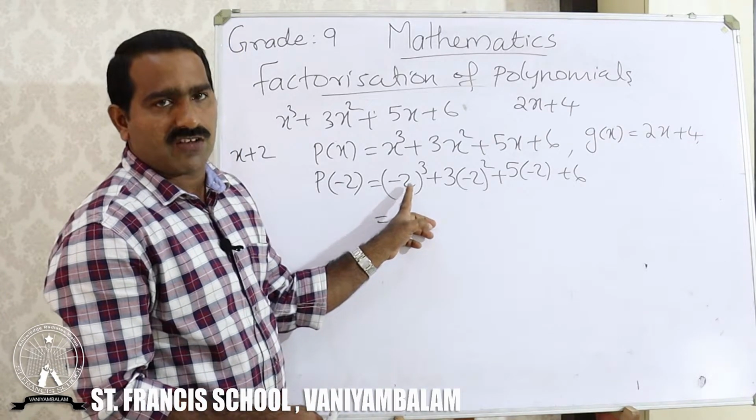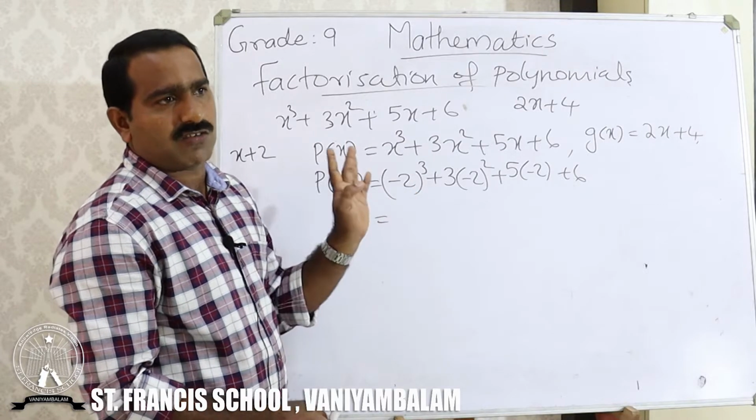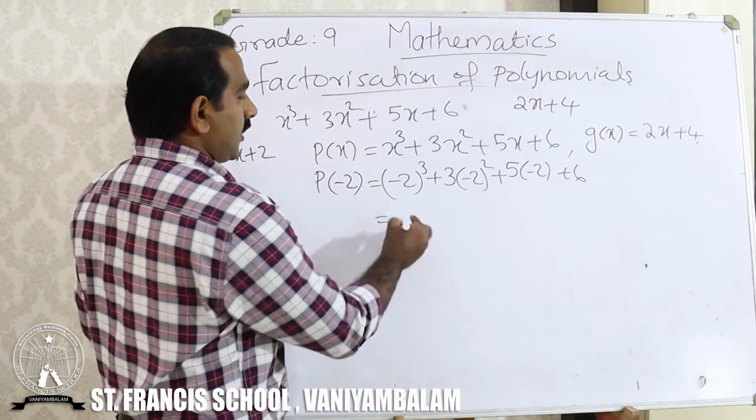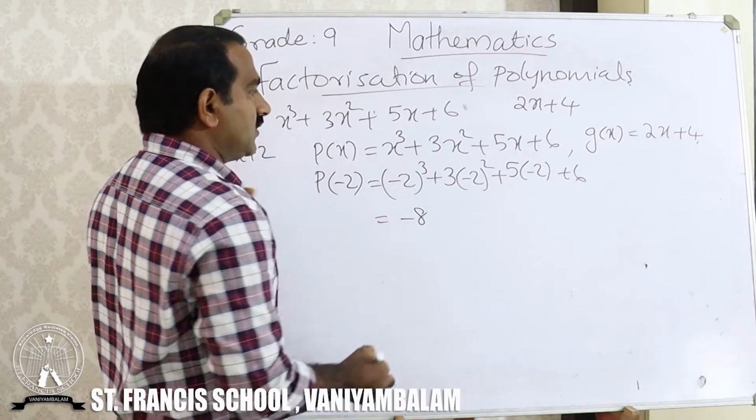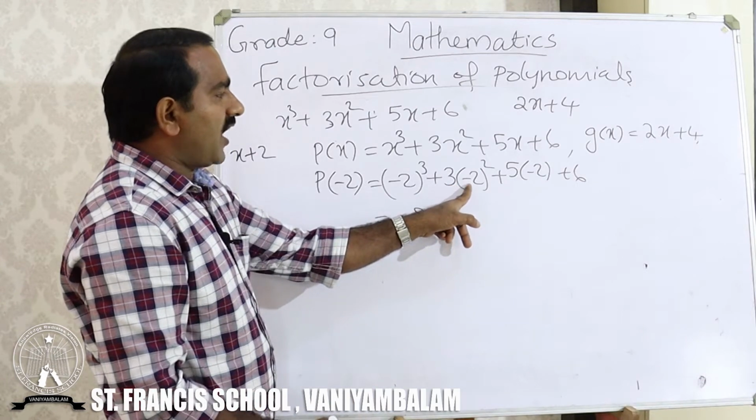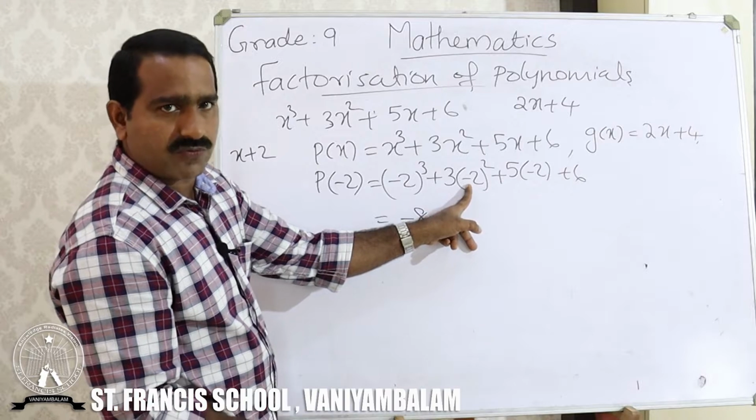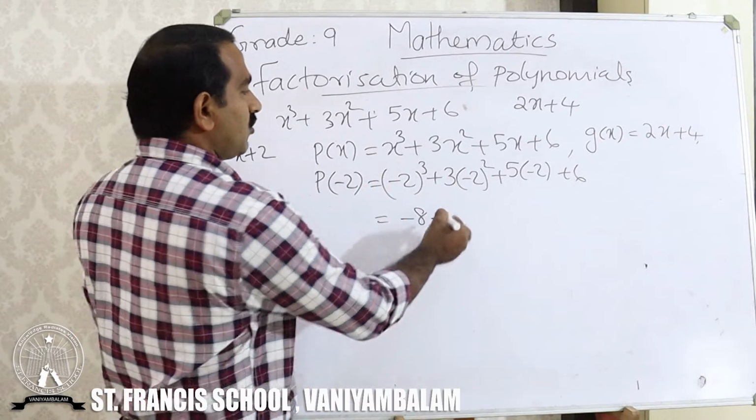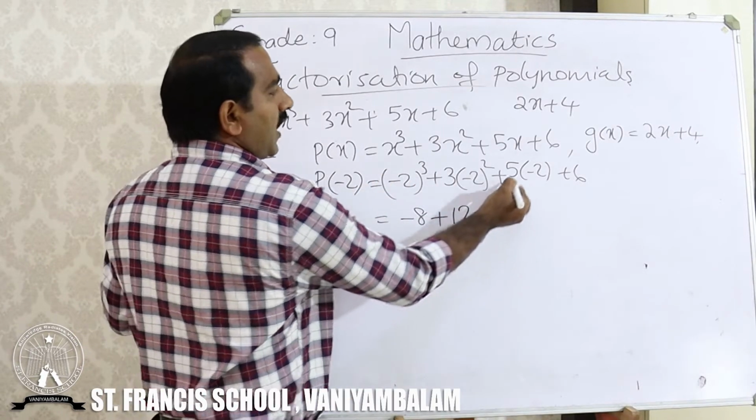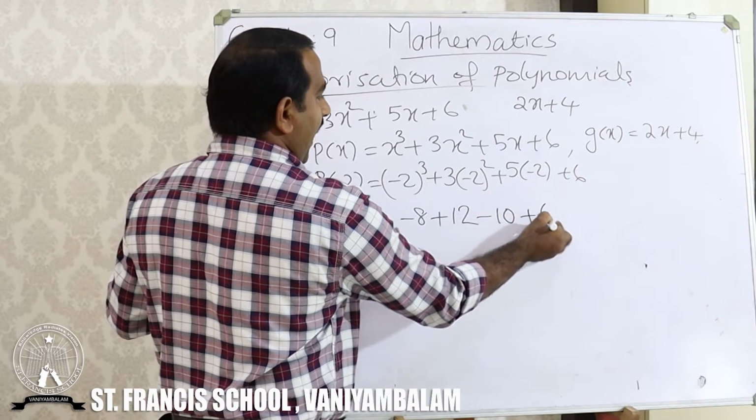Minus 2 into minus 2 into minus 2. Multiply 3 times, that is minus 8. Then plus 3 times minus 2 square. Minus 2 into minus 2 is positive 4. 4 times 3 is 12. Then 5 times minus 2 is minus 10 plus 6.